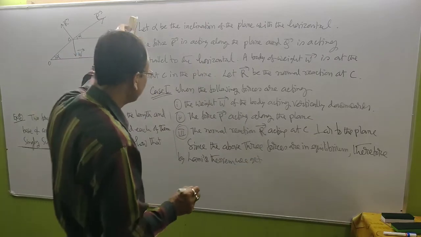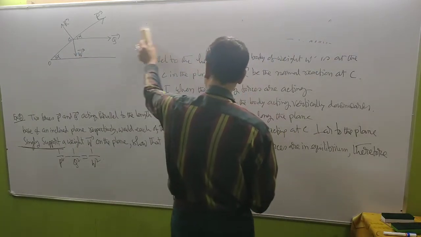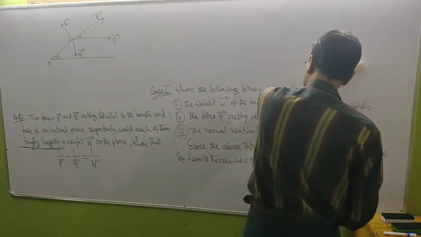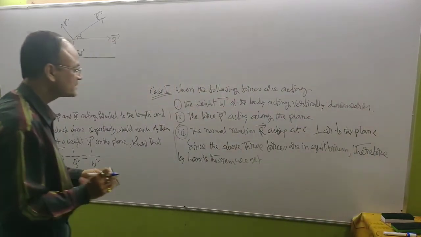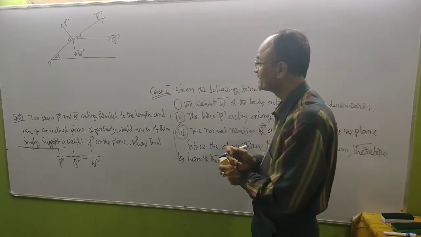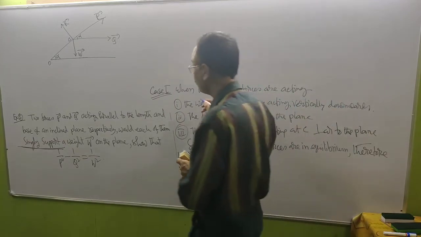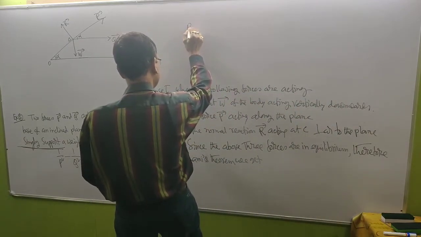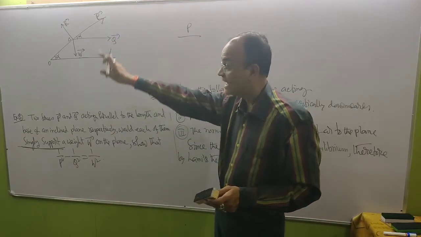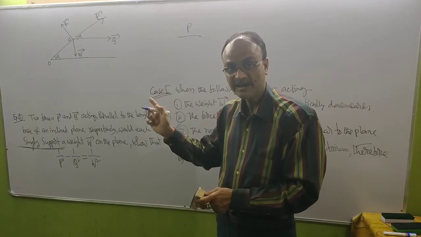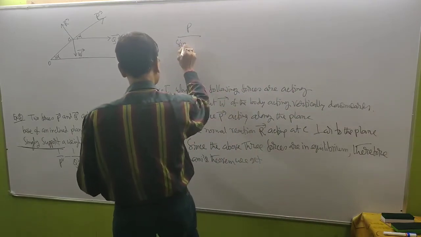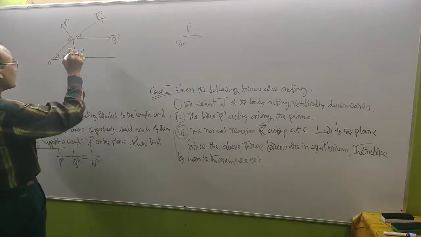Since the forces are in equilibrium, therefore by Lami's theorem we get P divided by sine of the angle between R and W, considering the three forces P, R and W.